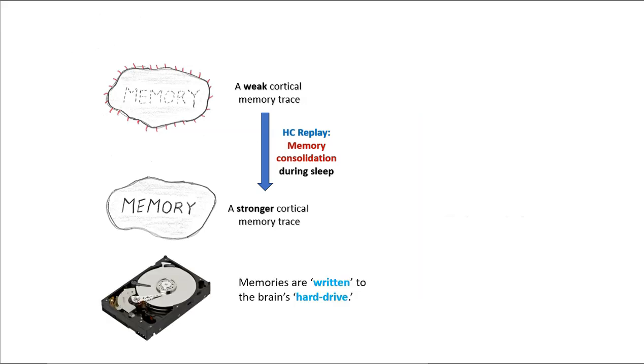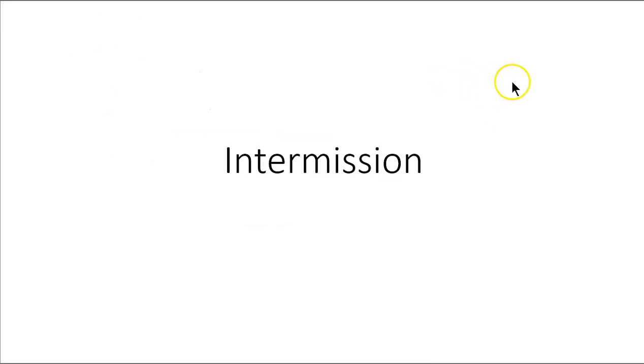To use a computer analogy, during sleep, this memory consolidation process, we can think of it as the memories are being written to the brain's hard drive, and the brain's hard drive is the cerebral cortex. All right, let's take a pause here, an intermission, and when we come back, we'll look at another important event that happens during sleep, and then we'll discuss what the brain is doing when it tries to retrieve a memory.